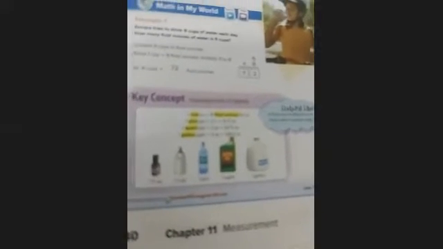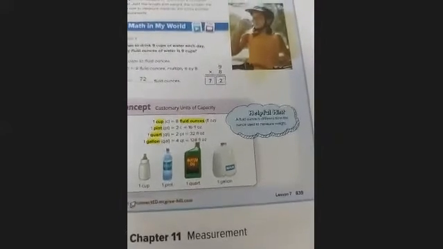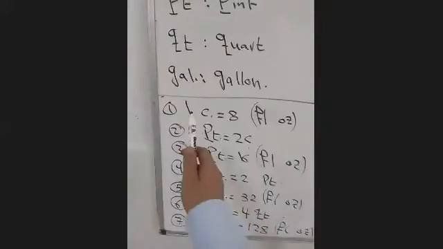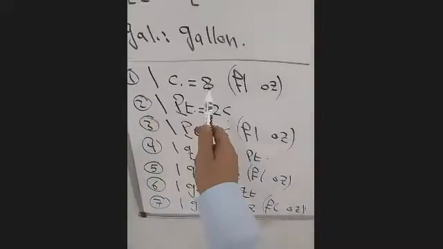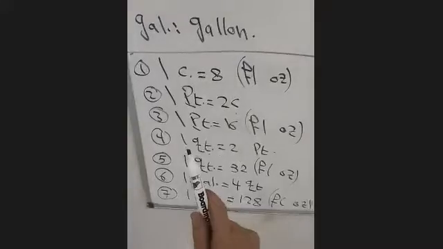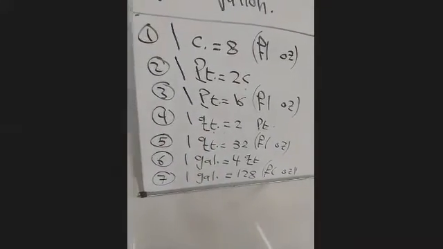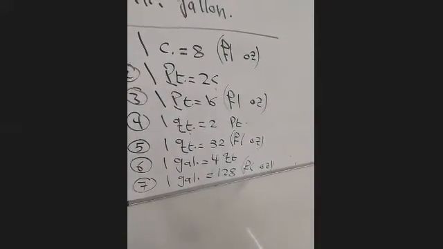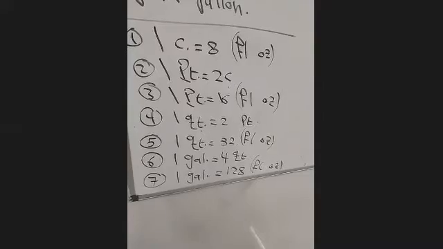Now, let's see the first one in your book. Who can read with me? The first one. Karine. Yes, mister. One cup equals 8 fluid ounces. Good. Look here, guys. 1 C means 1 cup equals 8 fluid ounces. The second one, Karine, read. 1 pint equals 2 cups.